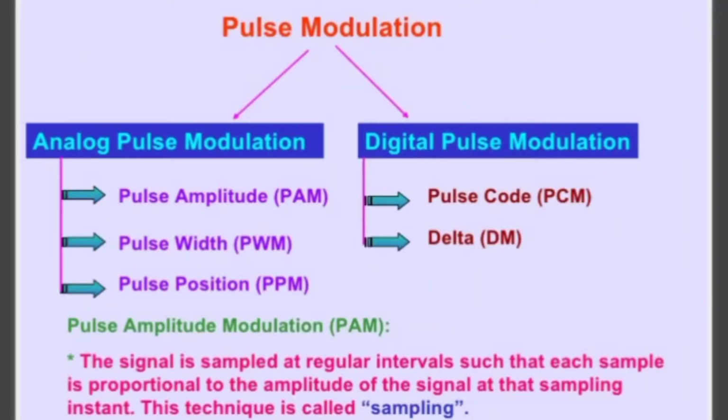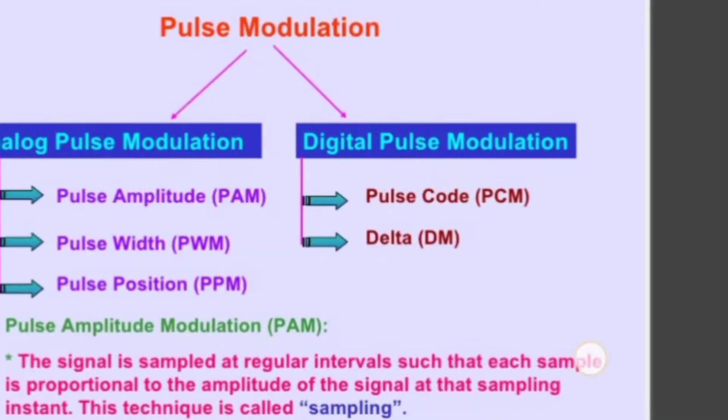What is sampling? A signal is sampled at regular intervals such that each sample is proportional to the amplitude of the signal at the sampling instant. This technique is called sampling. Sampling and quantization are the two methods we are using in digital modulation techniques, that is pulse code modulation and delta modulation. Pulse code modulation comes under digital. Analog pulse modulations are three again.